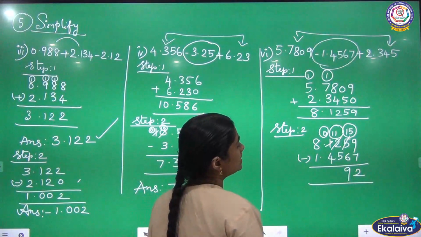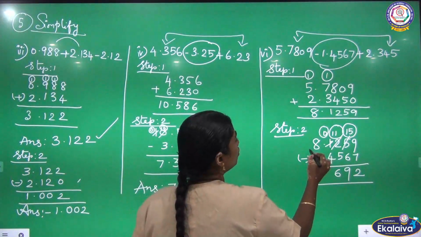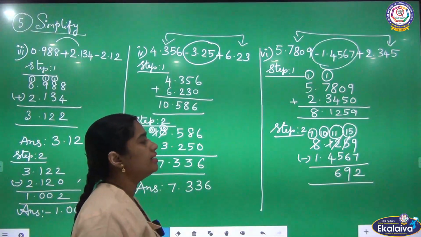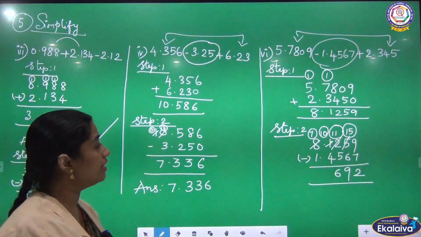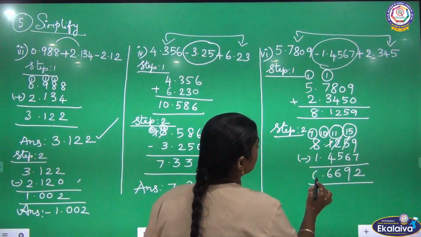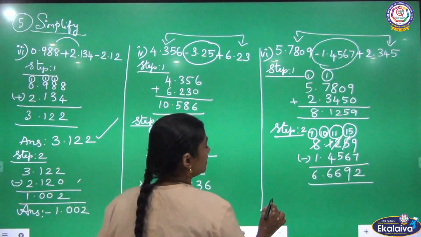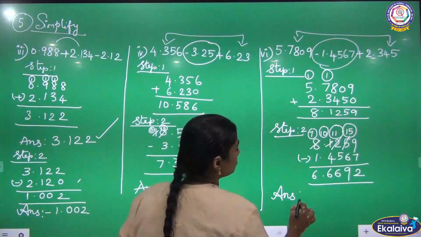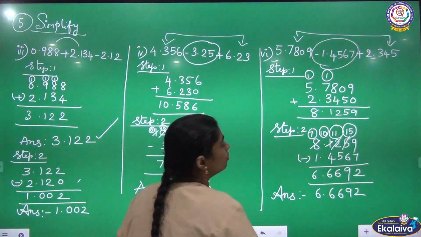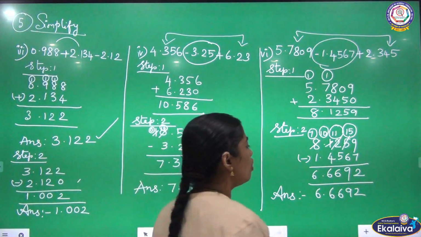What is 11 minus 5? 6. 0 minus 4. Again you have to borrow. So 8 becomes 7 and this 0 becomes what? 10. Can you clear this, children? So again 10 minus 4 is what? 6. 7 minus 1 is 6. Finally I can get the answer after simplifying the addition and subtraction. What is my answer? 6.6692. Can you clear this, children? Okay. Shall I move on to the next one?